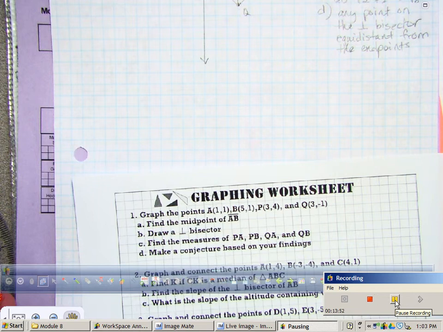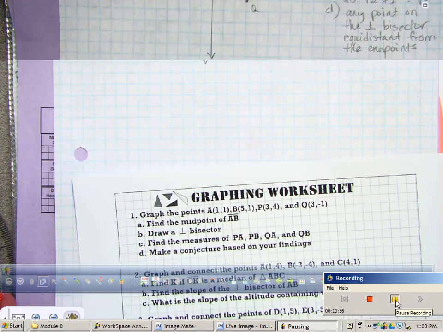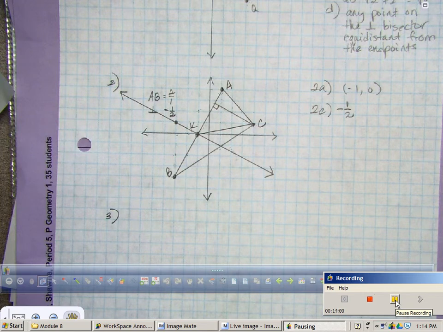All right, how many of you need a second to finish this up? Okay, I'll give you about 3 seconds. All right, let's do number 3. Number 3 says graph and connect the points. Okay, so we need another graph. All right, so graph and connect the points of D, which is at 1, 1, 2, 3, 4, 5. That's D. And E is 1, 2, 3, down 1, 2, 3, 4, 5. And F is negative 1, 2, 3, 4, negative 1. Negative 4, negative 1. So graph them and connect them. D, E, F.